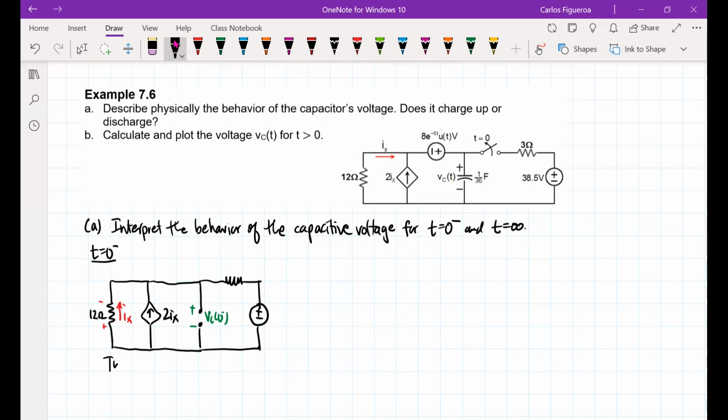So I have two sources increasing Vc of 0 minus. Now, when the switch is thrown and I allow this to go to infinity, note that the switch opens up, so there's no voltage source. As a consequence, ix goes to 0, so that current source becomes an open. So when I look at t equal to infinity, I'm seeing that I have a resistor and I have 0 sources.